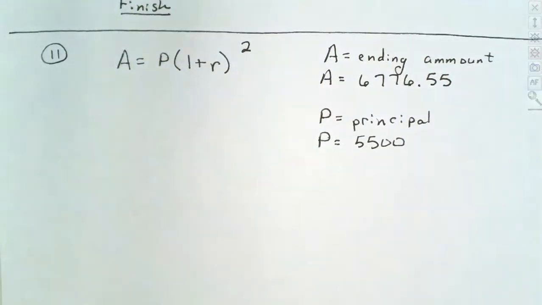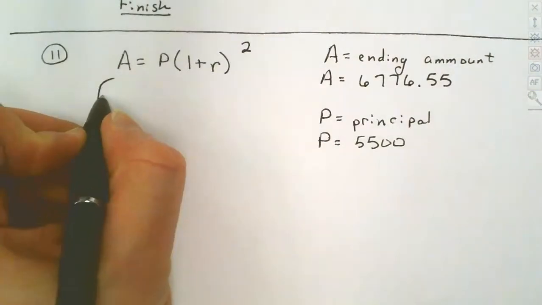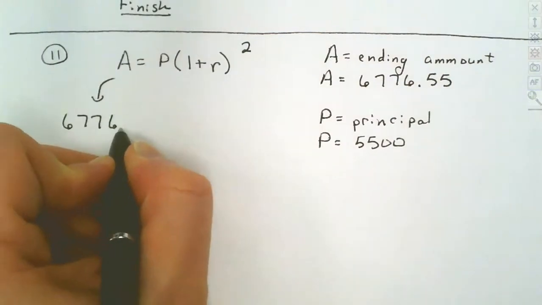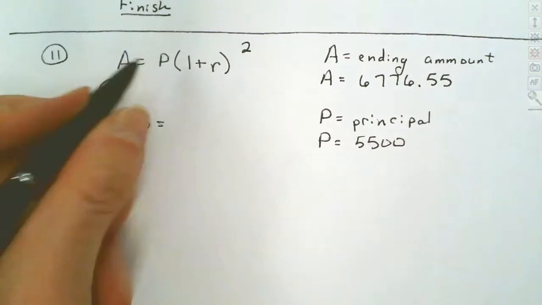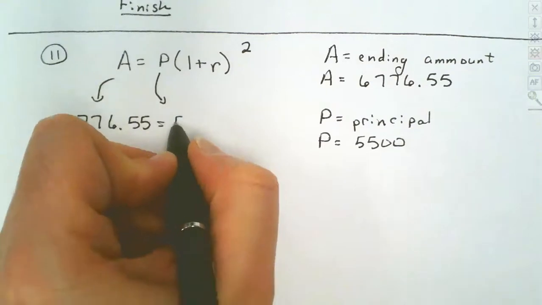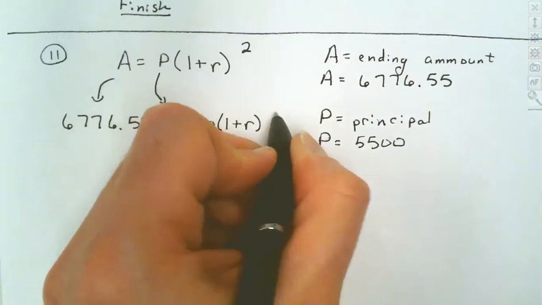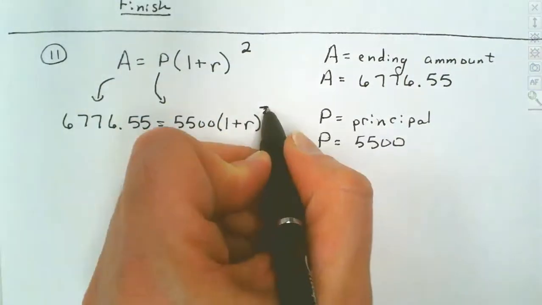So is everyone okay with what the values are? And so all we need is the A and the P. We're going to find our R. That's our unknown. And we're going to solve this in a moment by using the square root property. So that's what we're going to be using. So let's go ahead and finish this out. Plug our values in. We've got 6,776.55. That's going to equal that 5,500 times 1 plus R squared. And we want to solve this out for R.